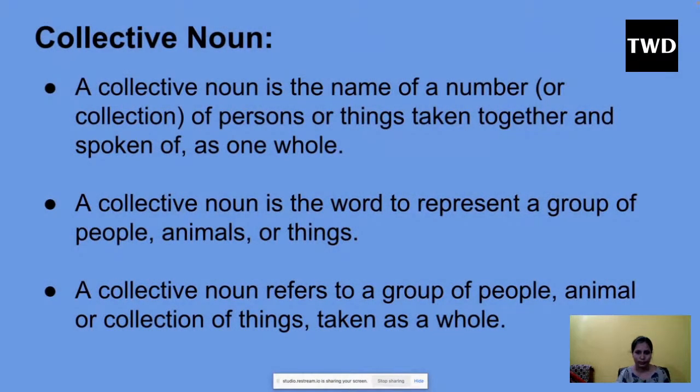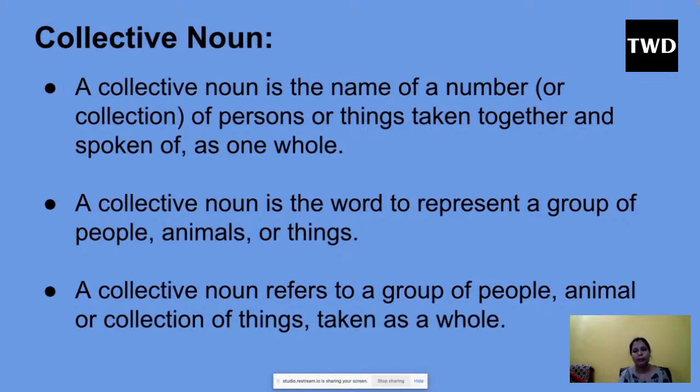Collective noun. Yes, whenever we are talking about something, taking it into a group, that is known as collective noun. So collective noun is the name of a number of persons or things taken together and spoken of as one whole. Yes, a collective noun is the word to represent a group of people, animals, or things.